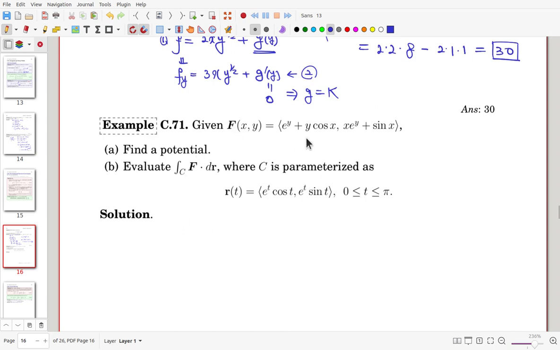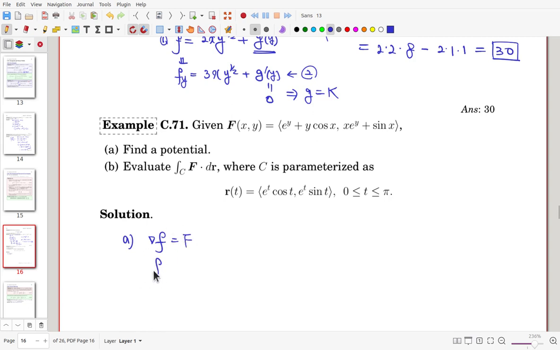The vector field is given in this complicated way. Find the potential, which means that this is conservative. You can check it quite easily. From this one, for Q, you take the x derivative. From here, you take the y derivative. Then you'll see they are the same. Anyway, once it is conservative, then we have a potential. The gradient of F must be the vector field.